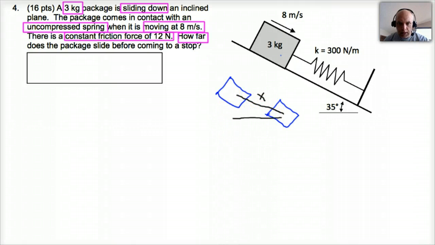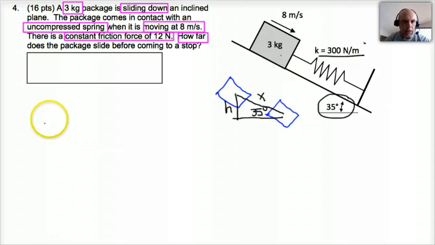That's going to be at an angle of 35 degrees, and the change in elevation we'll call h. So x and h are related by the angle of our incline. We also have a constant here and the given values for mass and speed.